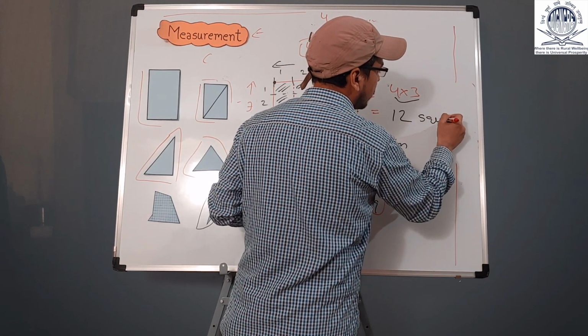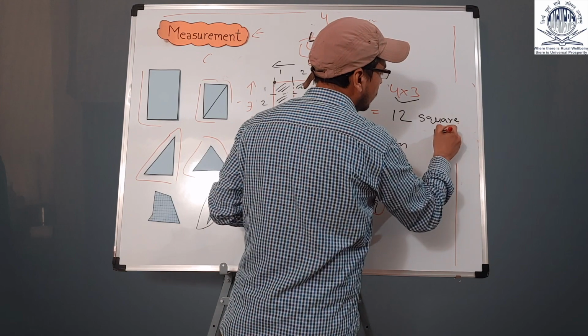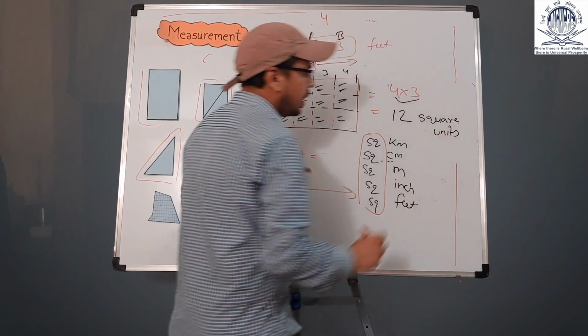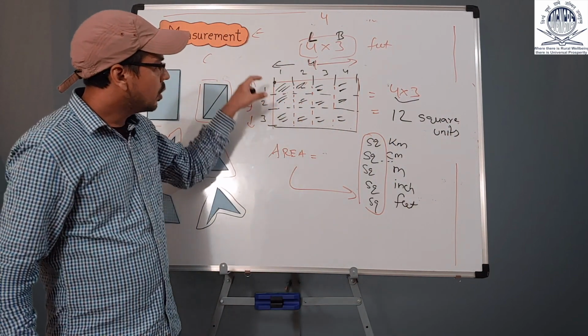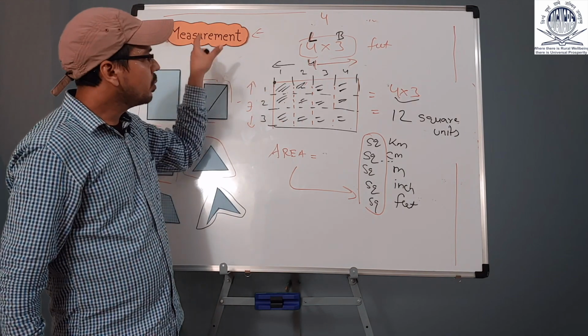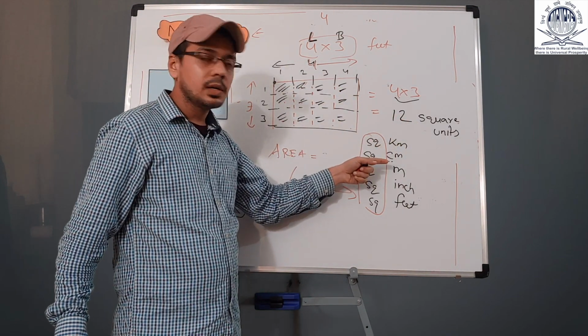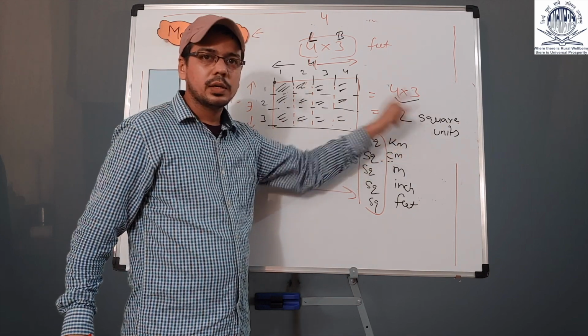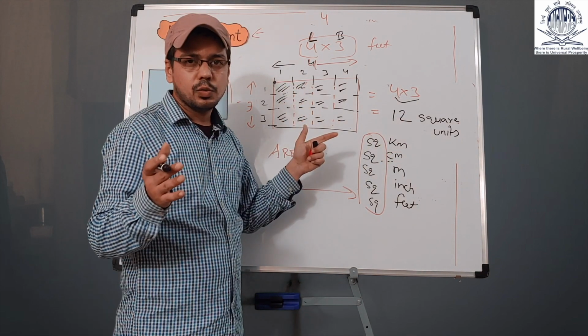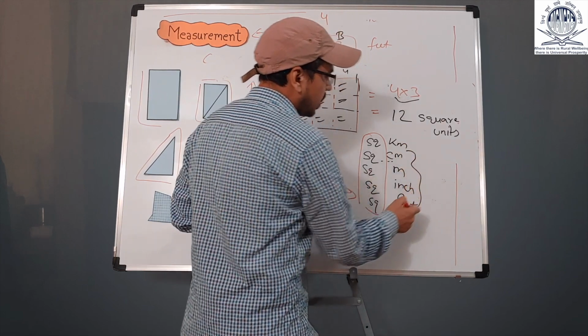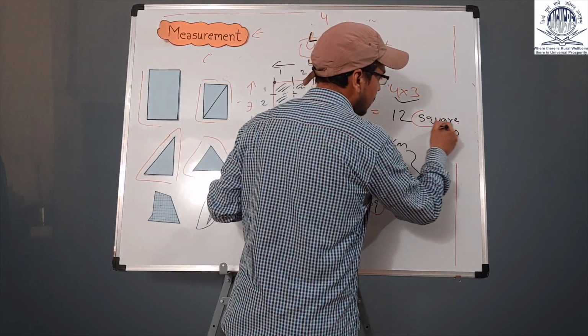Let me write it correctly. Square units. So the area is 12 square units. Now what is the unit over here? If you're talking about feet, it would be feet. If you're talking about centimeter, it would be centimeter. You just need to replace it with the unit. So I'll leave it to you whichever unit you want to use, but the important word over here is square.